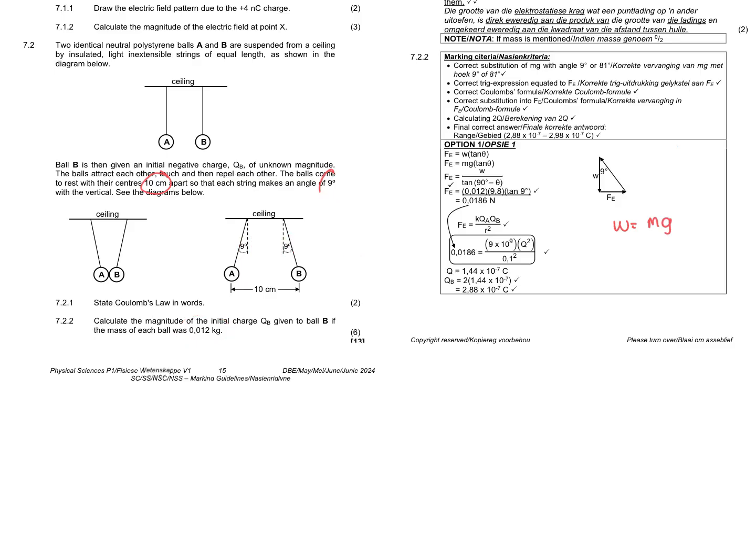And if we want to work out the triangle, I did it with my grade 11s, I'm not sure if I did it with you guys, but let me show you quickly. This force is going towards the ceiling. The weight is going down towards the earth, always, and the electrostatic force is going this way, because they're repelling each other.